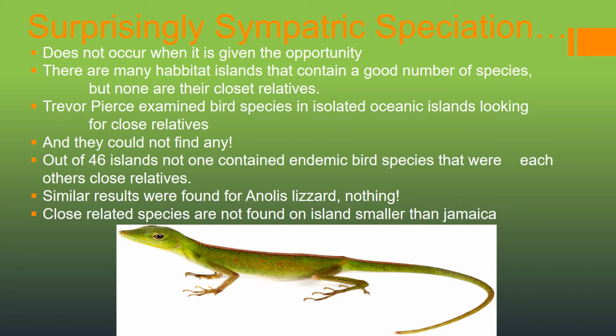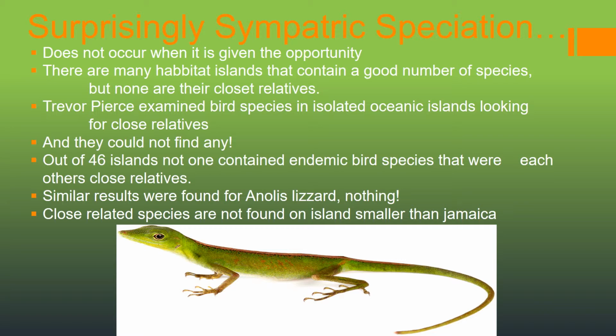Surprisingly, though, sympatric speciation does not occur when it has the opportunity to happen. There are many habitat islands that contain a good number of species, but none are their closest relatives. Trevor Pierce examined bird species on isolated oceanic islands looking for close relatives, and they could not find any. Out of 46 islands, not one contained endemic bird species that were each other's close relatives.